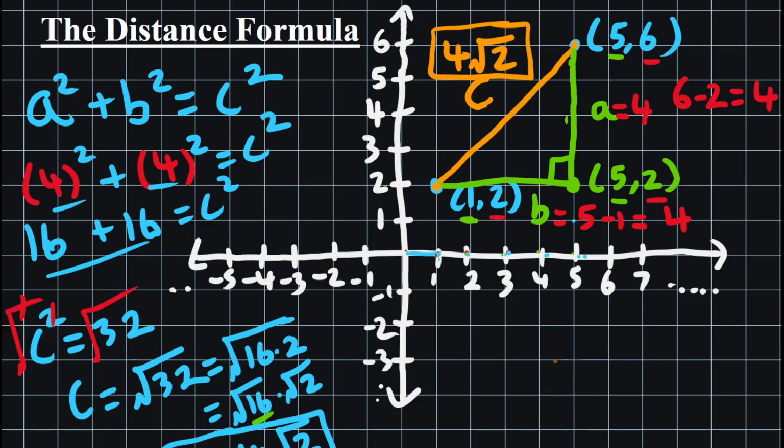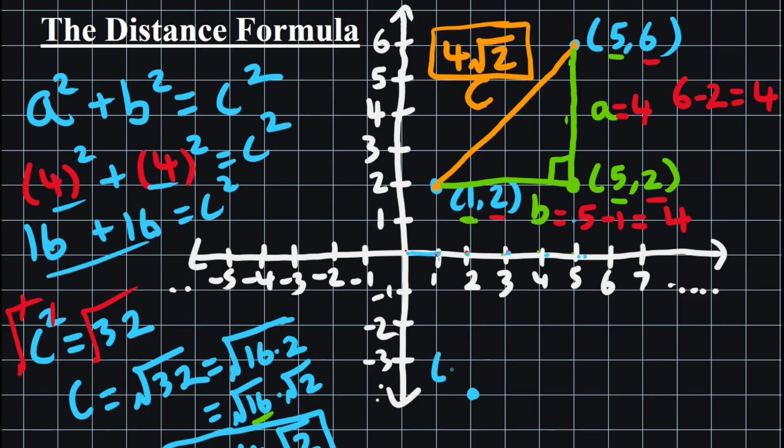So that's how you use the Pythagorean theorem to find the distance between any 2 points. And now let's talk about the distance formula. So the distance formula is derived from the Pythagorean theorem. Let's say we had any 2 points. Let's mark them down here.